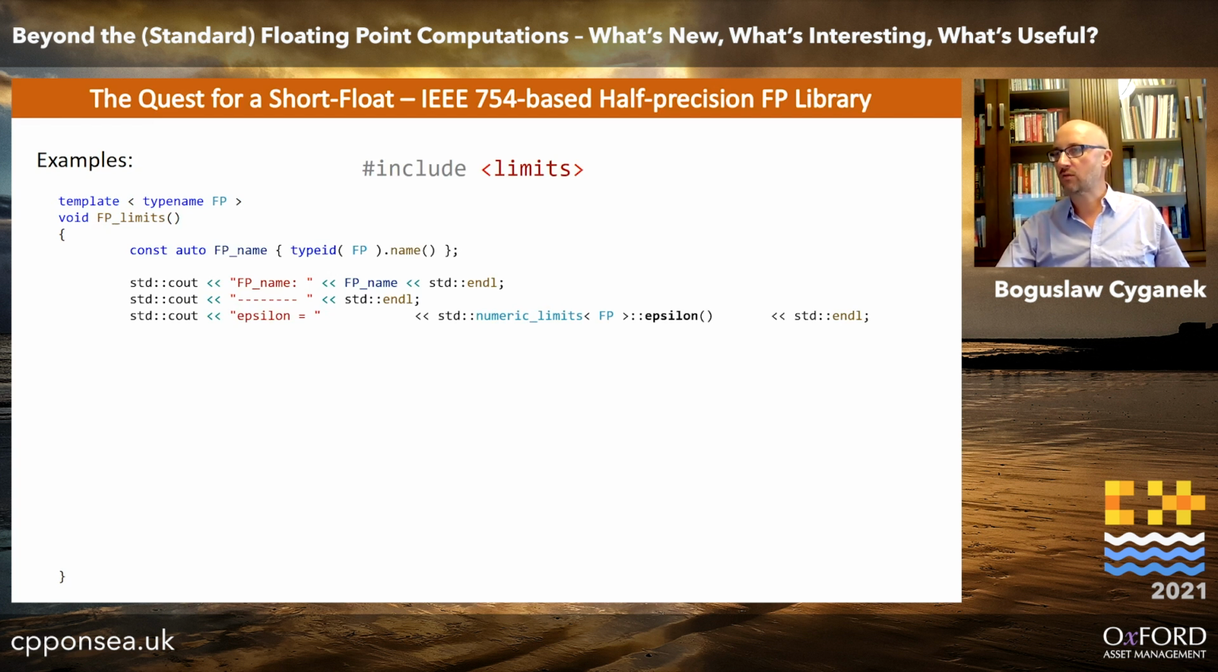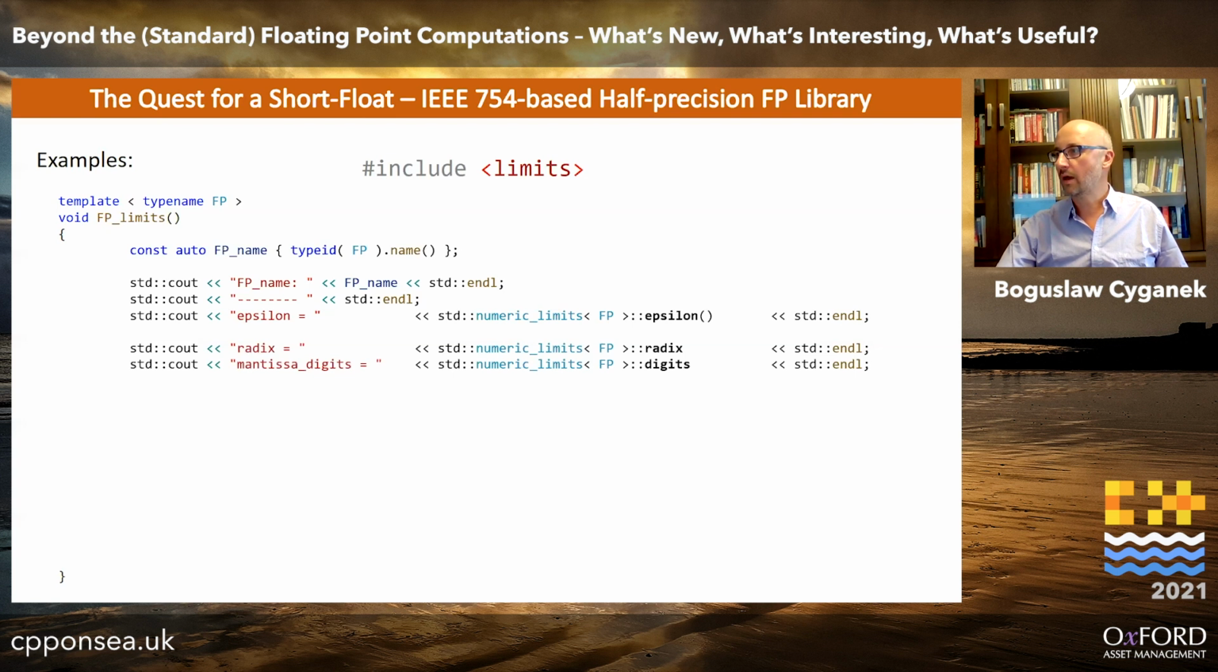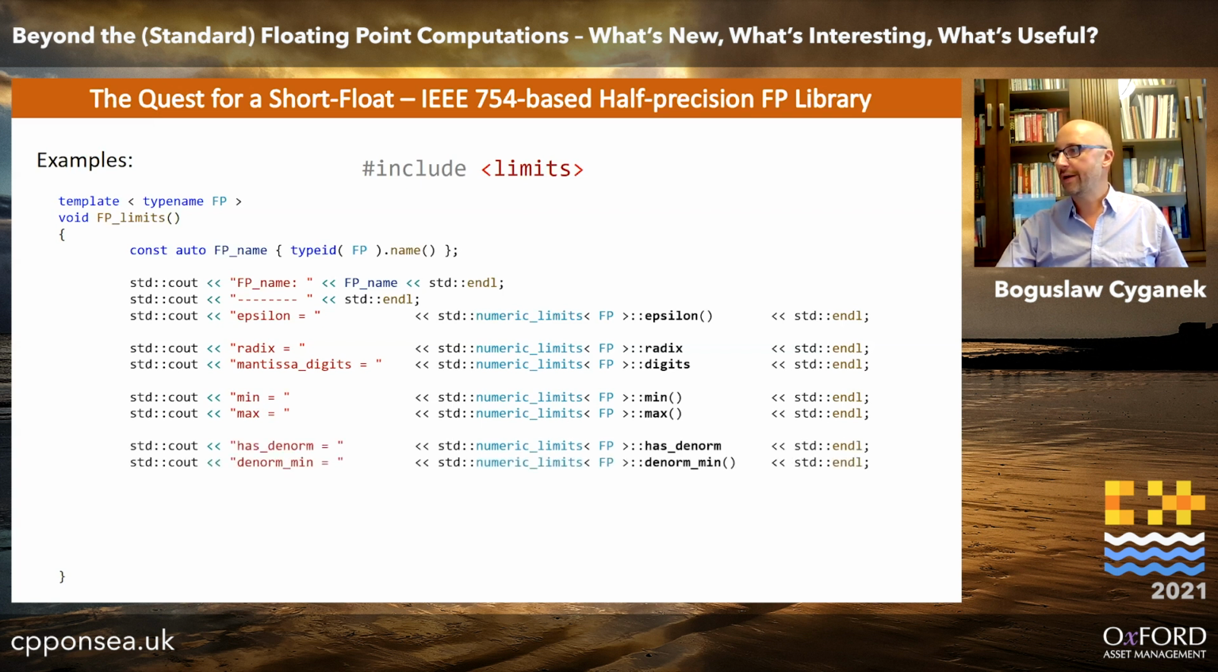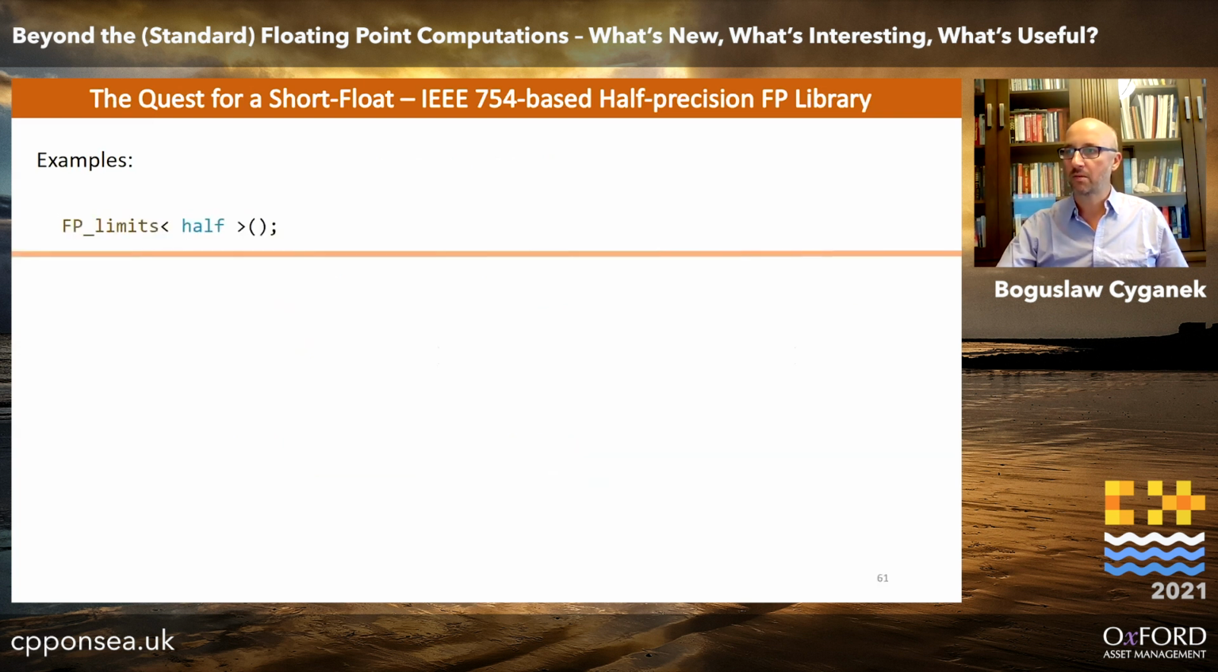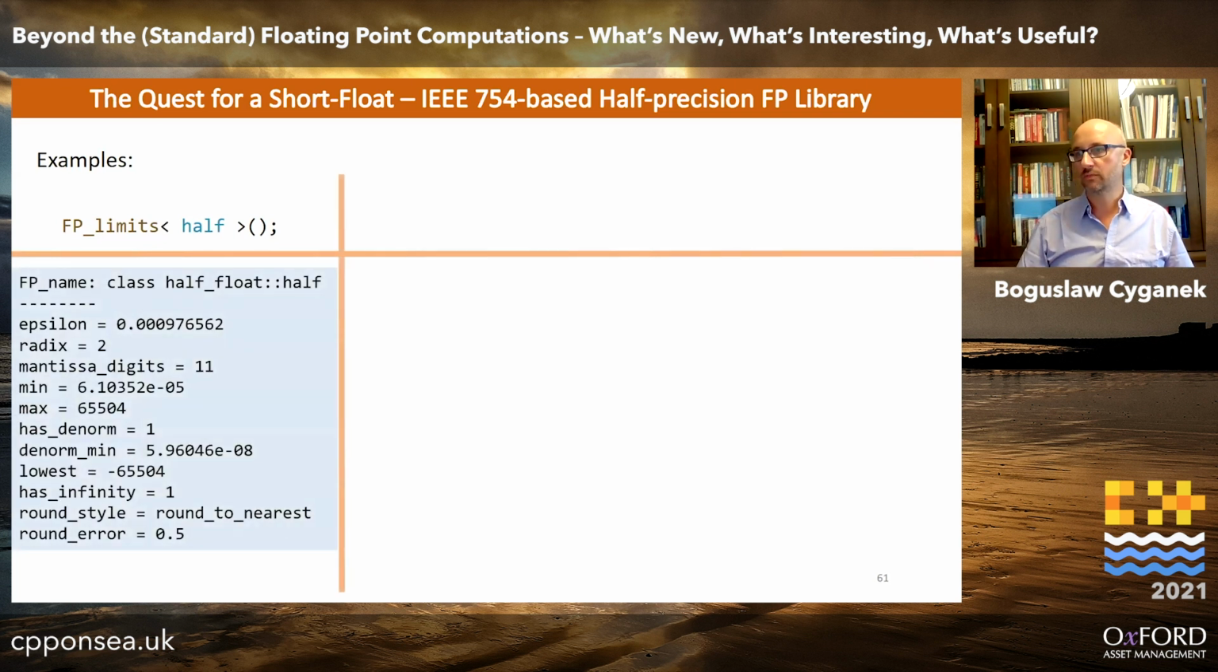And we can display some important parameters like epsilon, radix, base, digits of mantissa, minimum and maximum value. If the type has denormals, the normal minimum, lowest value, has infinity, and rounding style. So with such a helper, we can examine our half library, and we got this. So the epsilon value is like 0.009 in this case.